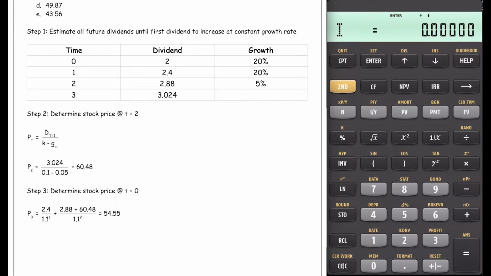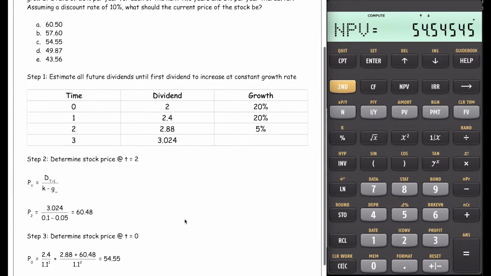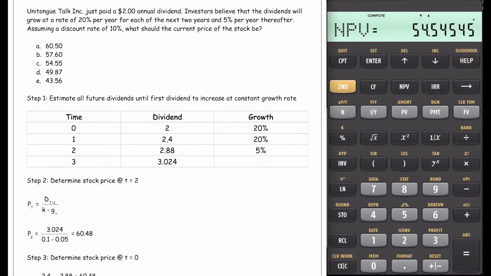At this point, it's going to say I on the screen. You're simply going to press the discount rate, which is 10, followed by enter. We'll press the down arrow, and we're going to hit compute. So on our finance calculators, we obtain the same answer, $54.55. So in my opinion, the best answer here would be C, 54.55.